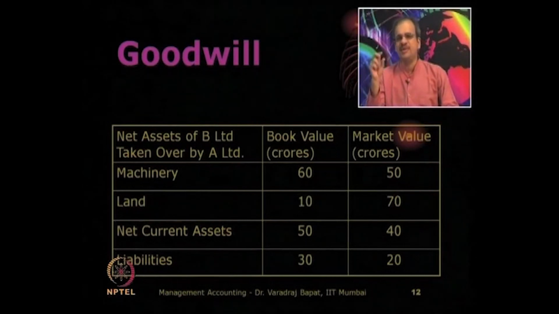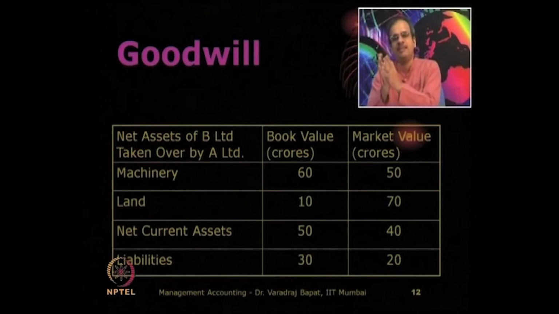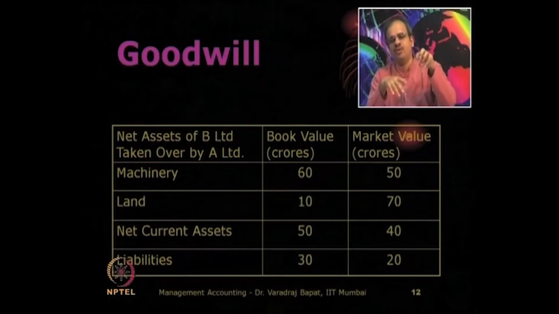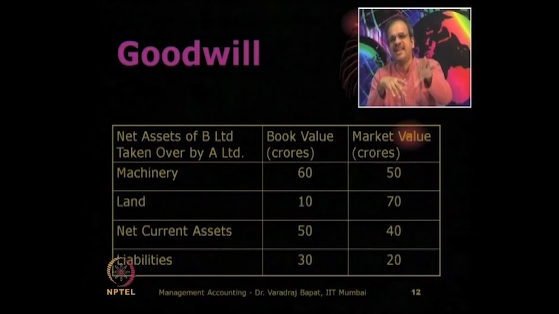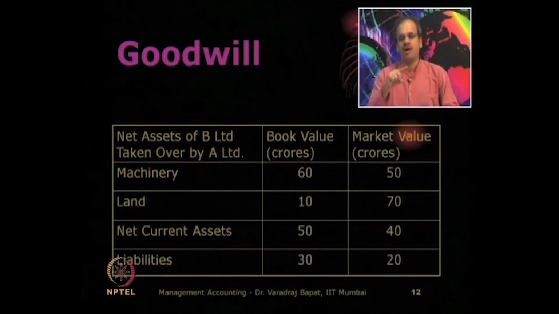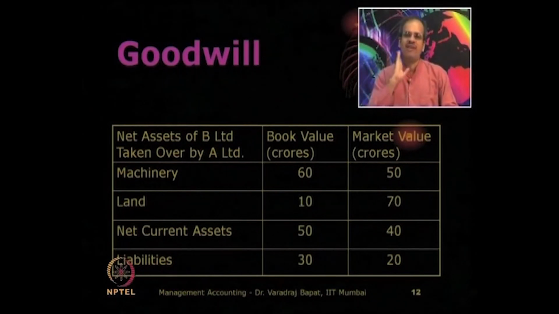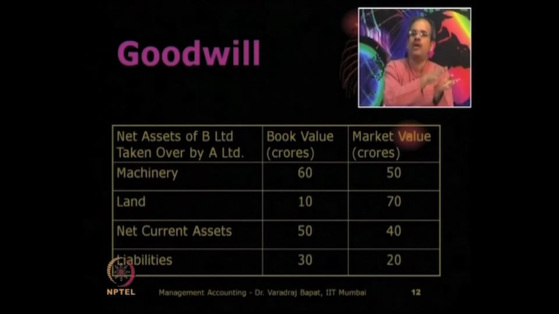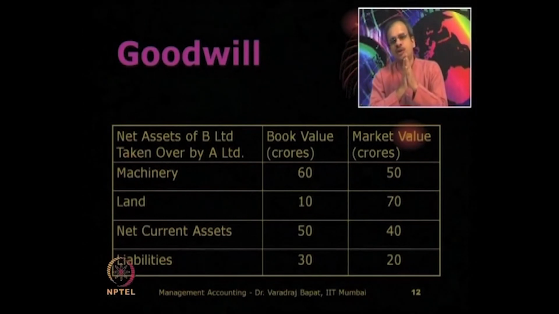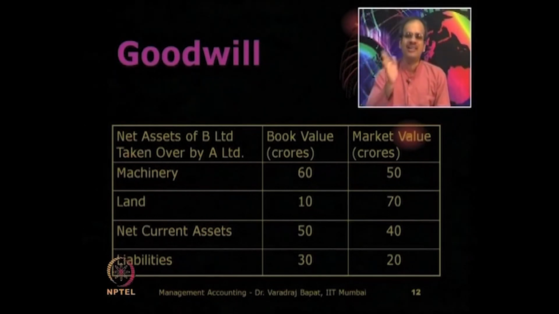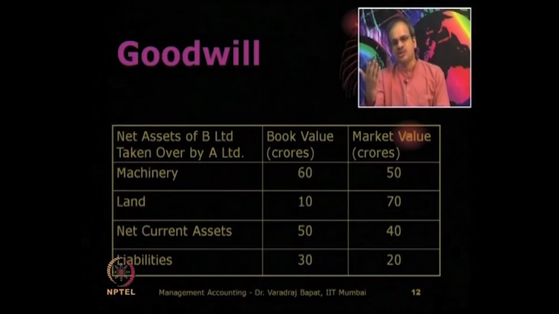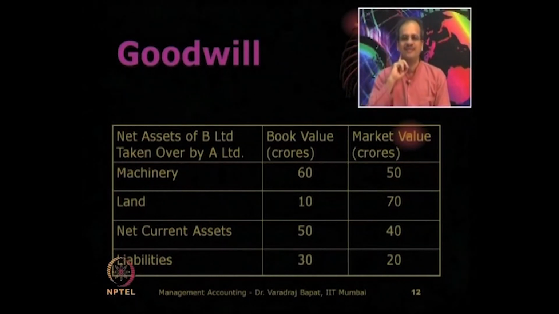Now, should the assets be taken at book value or at market value? Book value is the value in the balance sheet of the selling company, which is B, or we should look at the market or current value. Just give a thought. Since B is being sold out to A, it is logical to take market value rather than book value. So, if you make a fast calculation on market value, what is the value of net assets of B taken over by A?